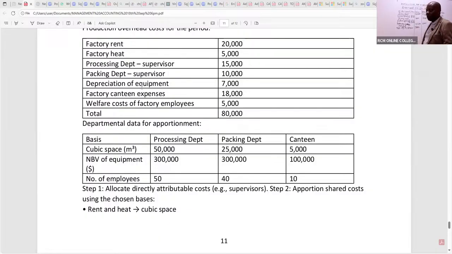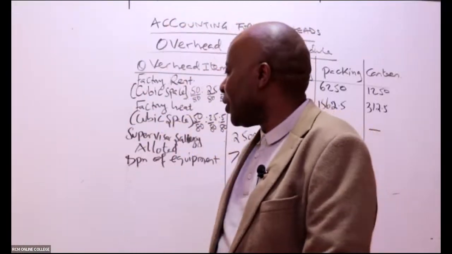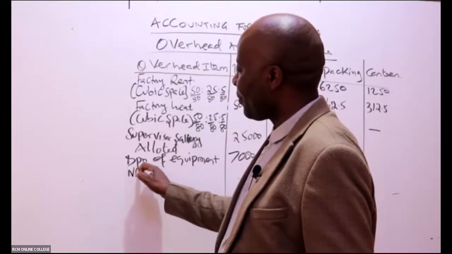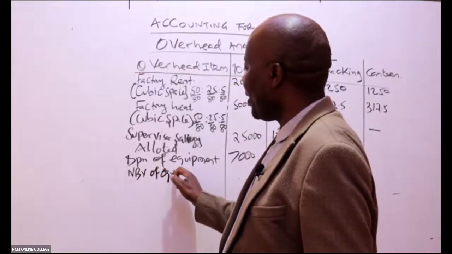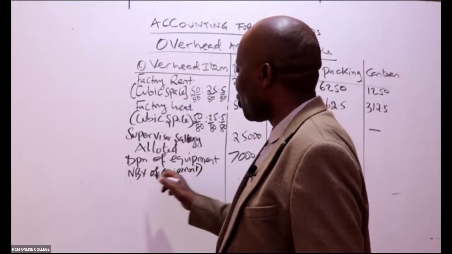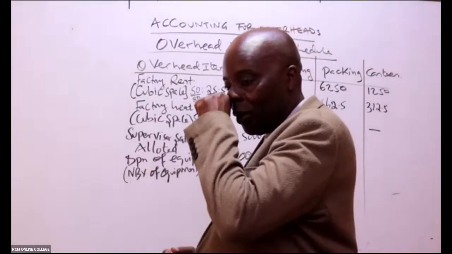But now for us to be able to apportion it, look for the very best basis amongst the three. Equipment has got nothing to do with space. Equipment has got nothing to do with the number of employees. Ladies and gentlemen, remember, the higher the net book value of an asset is, the higher the depreciation. So in this case here, I'm going to use this basis called the net book value of equipment. Even the name itself will be able to simply tell you that.